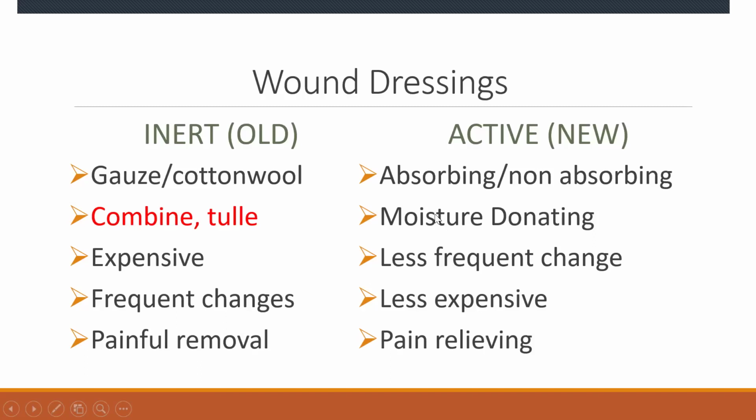Okay, and the dressing between the traditional one and the modern day: in the old days, you normally used gauze or cotton wool, or a combine or tulle. And also it's expensive, because sometimes those dressings are made of silk or other natural material. And because you change the dressing every day, it costs more. And with frequent changes, when you remove the dressing every day, it's quite painful.